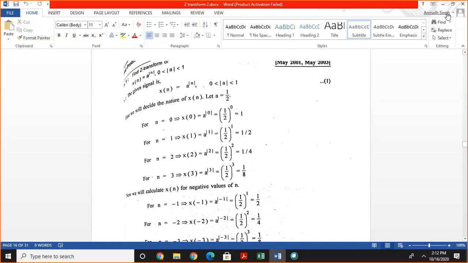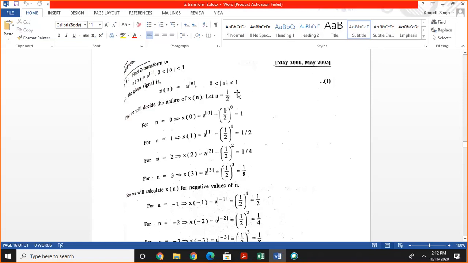Today we will solve some problems of Z transform and then find out the inverse Z transform. First, find out the Z transform of x of n equal to a raised to the power absolute value of n, where absolute value of a is less than 1 and greater than 0.